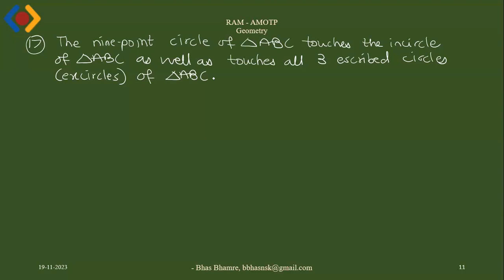An excircle is the circle which touches all three sides externally, so we call it the ascribed circle. And an incircle touches all three sides of the triangle internally.